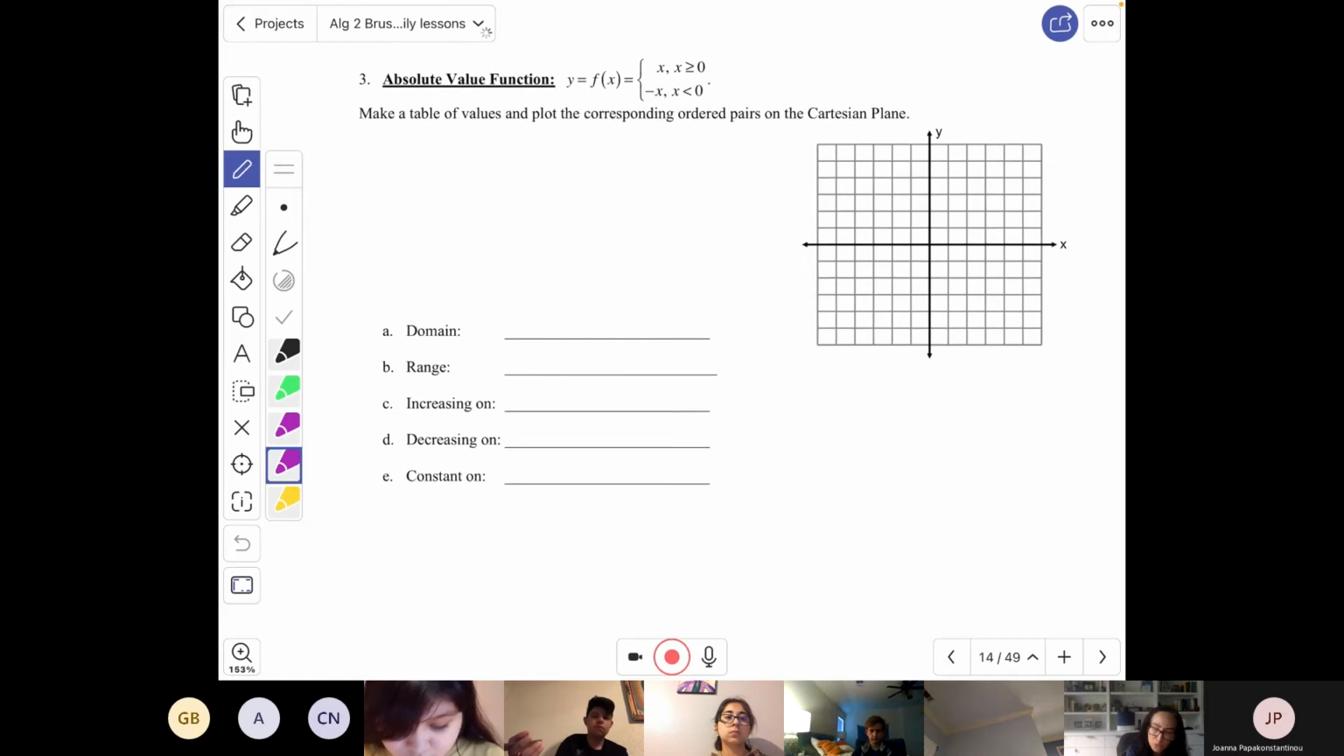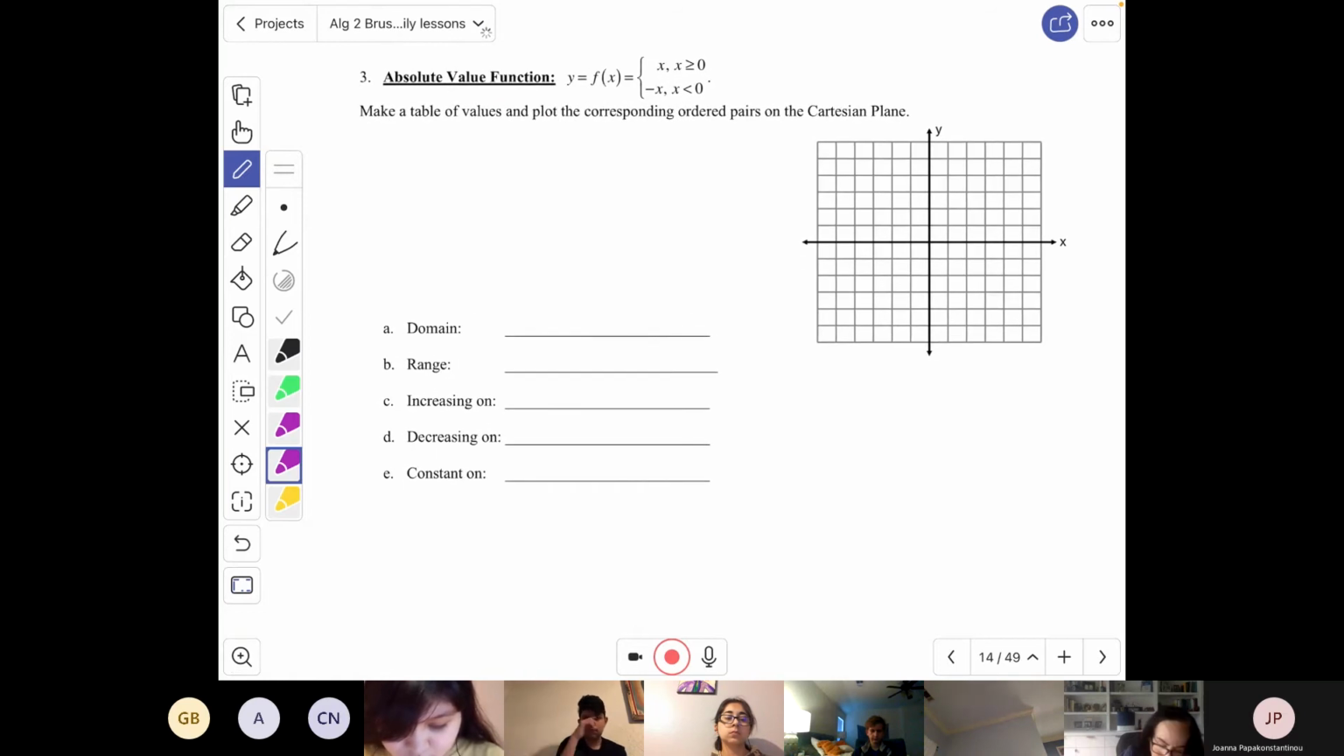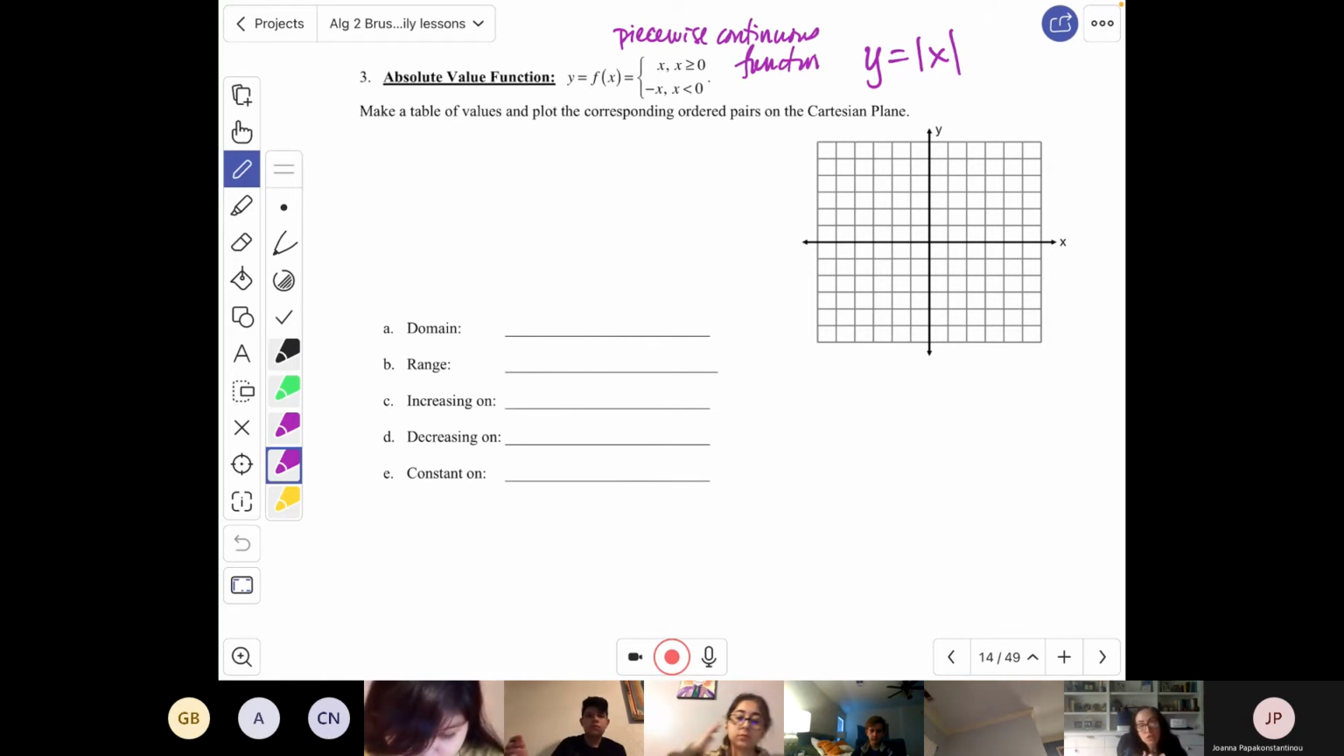Now, Eric, you were clever when you saw this, right? When we talk about the absolute value function, most of the time people see it as is written this way. But remember, it can be represented as a piecewise continuous function over two different domains. So for x is greater than or equal to 0, it's going to be y equals x. For x less than 0, it's going to be y equals negative x.